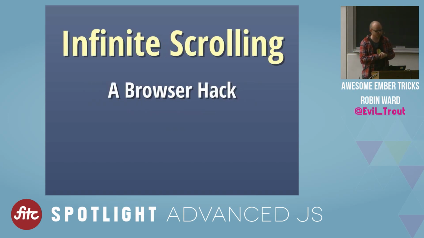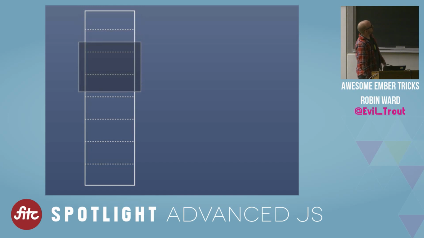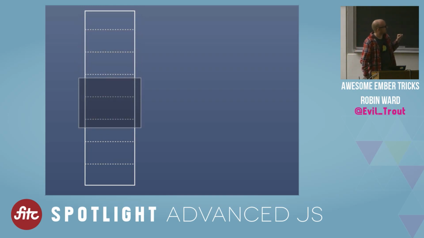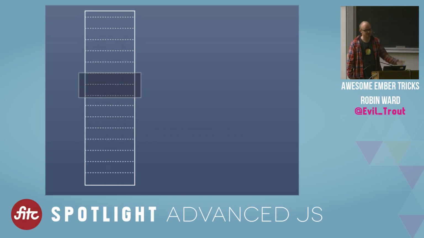So what can we do about this? Discourse uses infinite scrolling. Very controversial, but I really like it. If you don't know what infinite scrolling is, it's kind of a browser hack, and it works something like this. Imagine that all these dotted lines are posts. Normally the user is scrolling down, and as they approach the bottom of the DOM, we observe the scroll position. It says load new elements. And those new elements are squeezed in underneath, and you just keep scrolling. If everything works properly, the user gets a smooth experience.